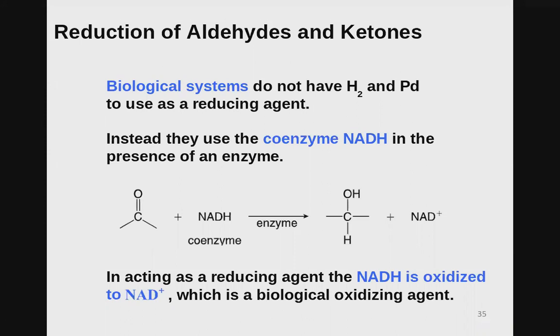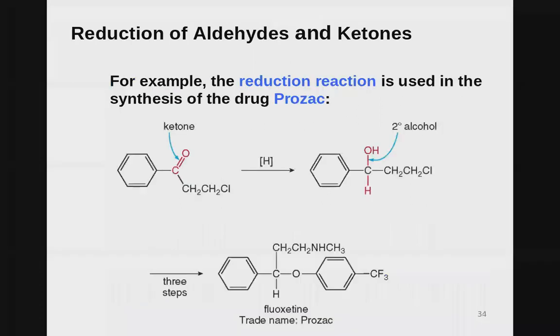So they take our ketone or our aldehyde, they use this enzyme to make that first or second degree alcohol plus NAD+. So in this case, NADH is oxidized to NAD+. So we have a biological oxidizing agent. Now, in the previous examples, we have hydrogen as the reducing agent. So hydrogen is being oxidized while the ketone is being reduced.